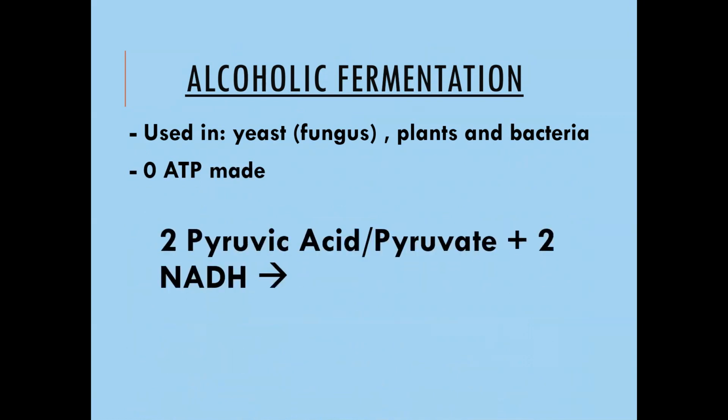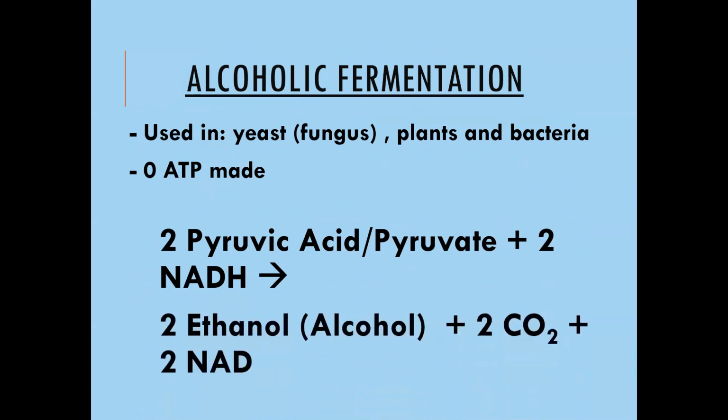Both of these fermentation processes are going to start with the same two reactants. So we're going to have the 2 pyruvic acids, which came from glycolysis, and the 2 NADH, which also came from glycolysis. This is super easy to remember because alcoholic fermentation, you're going to get 2 alcohols, right? So alcoholic fermentation produces 2 alcohols, 2 carbon dioxides, and 2 NAD. So we start with 2 and 2, and we get 2, 2, and 2, right? So 2 is our number for this.